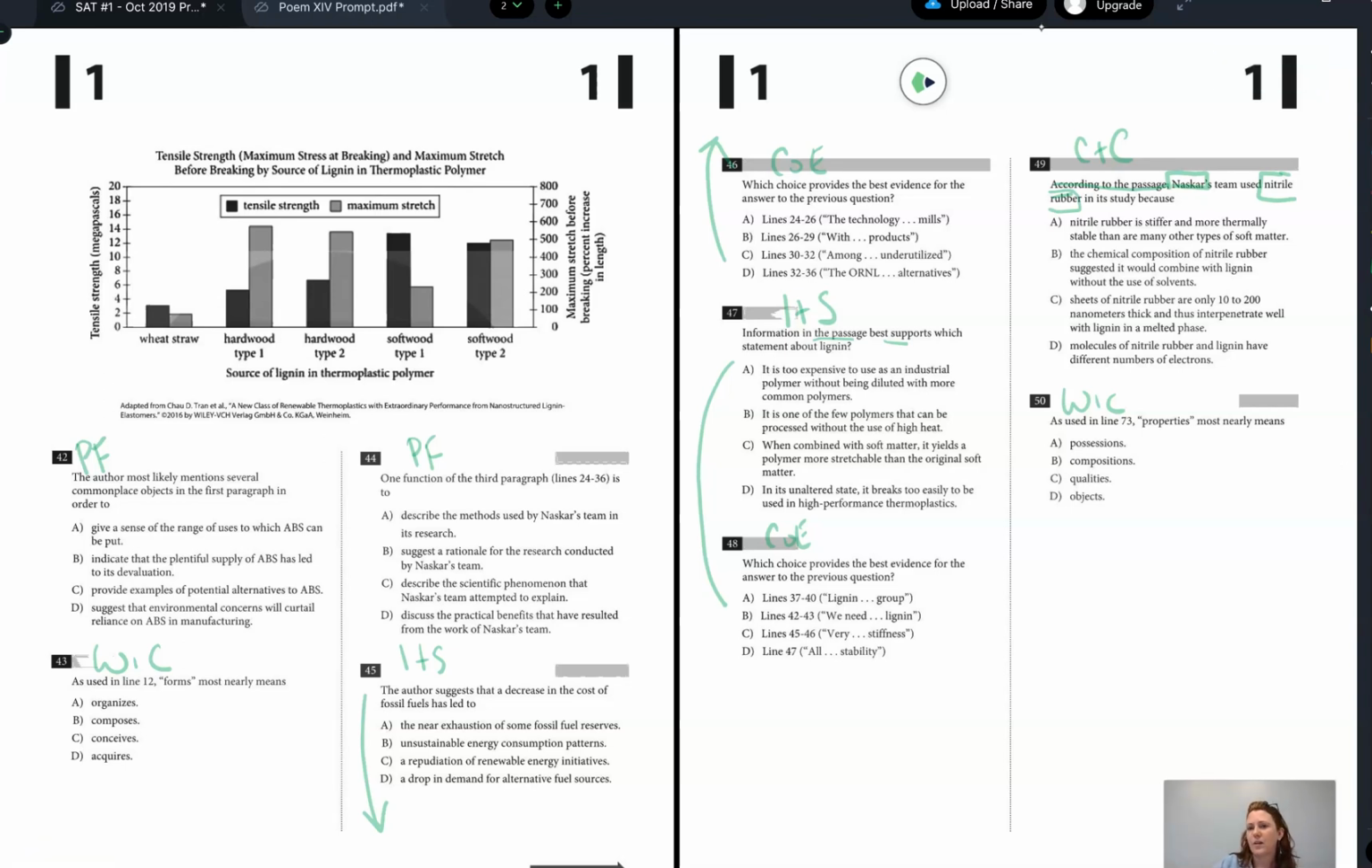Make sure that you're working on translating these, even if it's just in your head, so you kind of know what's being asked. Because if all you do is read NASCAR's team used nitrile rubber in his study because, you're not processing that information. So go ahead and translate it in your head. Why did they use nitrile rubber? Okay, we know that there is a word in context. Right after that, line 73, the word properties, which means that this answer is going to be somewhere between line 73 and line 24. Whenever there's this parenthetical, I like to go, if it's before the other question, I like to look at the beginning line.